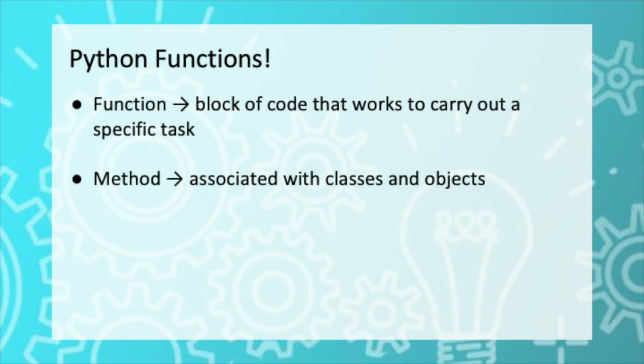So just to start out with a quick clarification. If you have any prior programming experience, you may have heard the word method before. In fact, in the previous exercises, we referred to Artie's methods a lot. A function is a block of code that works to carry out a specific task, and a method is very similar in functionality, but at least in Python specifically, it is associated with classes and objects. It's not super crucial, but it's nice to know.